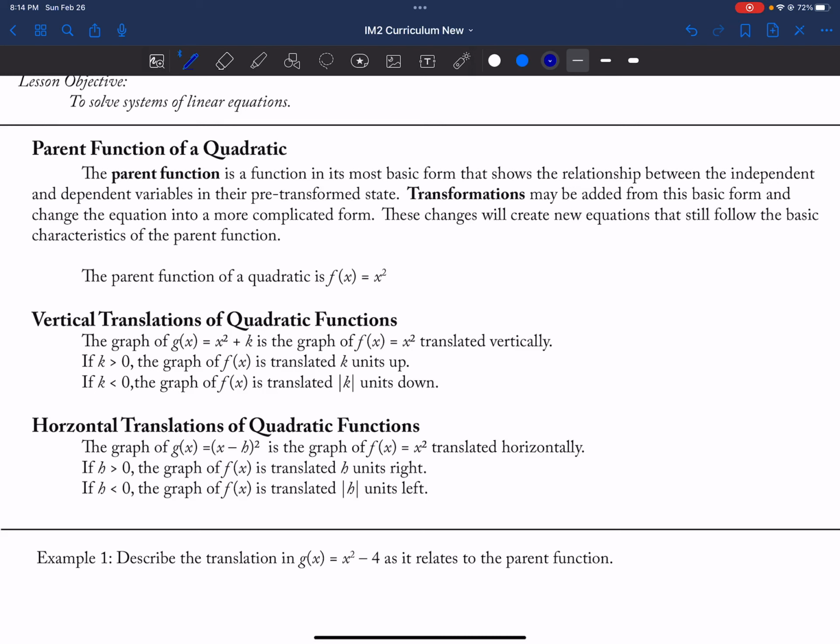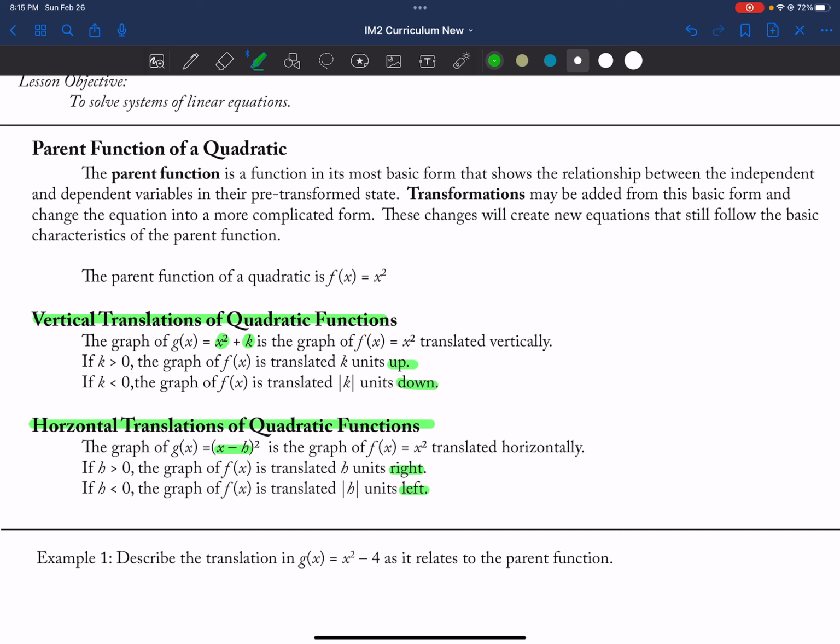Okay, so all I'm going to do in this particular section is talk about vertical translations and horizontal translations. Horizontal translations is when I have a quantity squared, and so that h is moving my function either to the right or to the left. Now, if I have my x squared and I add k, then that either goes up or down.